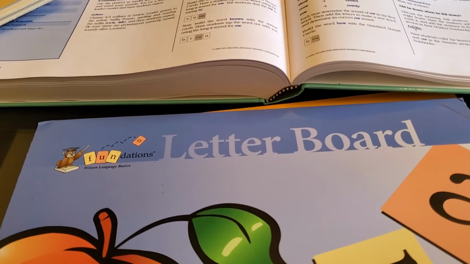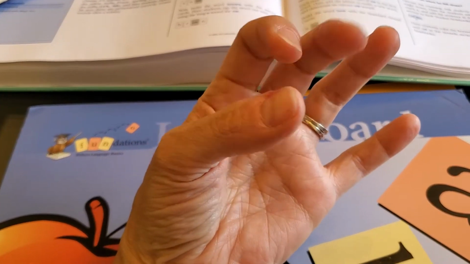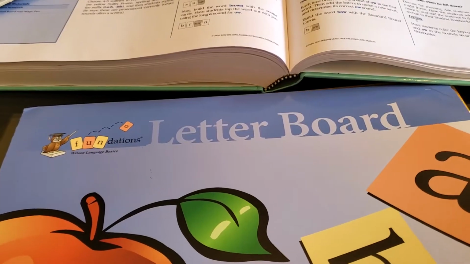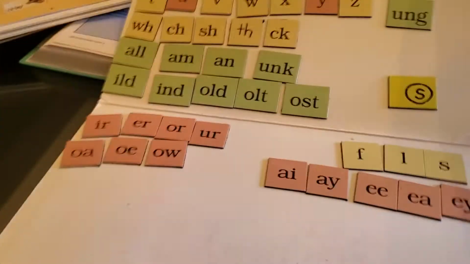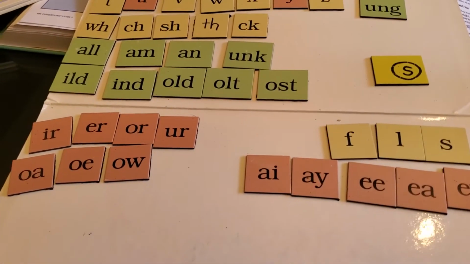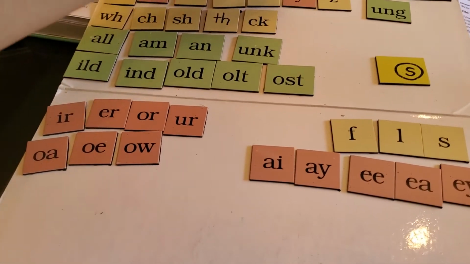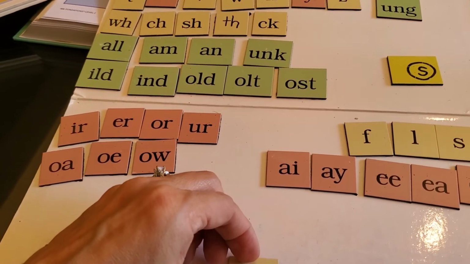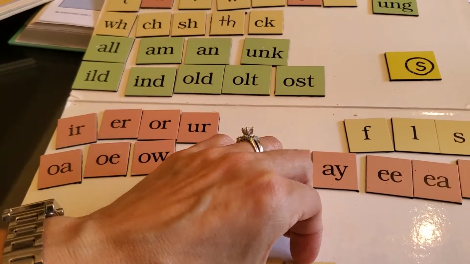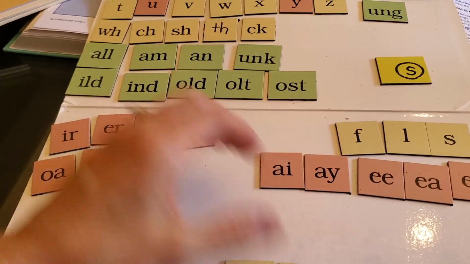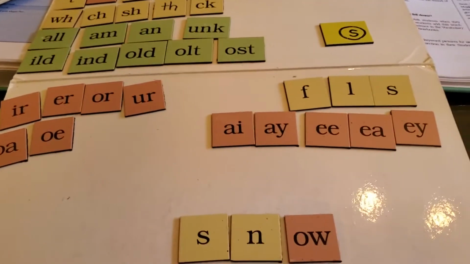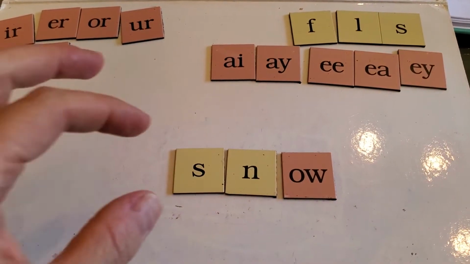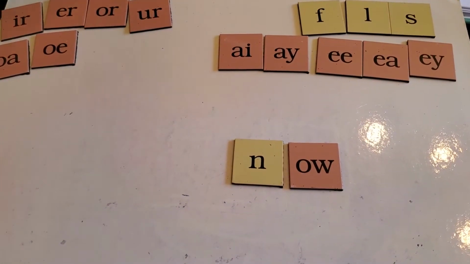Now, we're going to build the word snow, okay? If you have trouble, what you can do is tap it out. S-N-O, right? Now, I'm going to build it. This is how we build it. Ready? This is S, N is N, O-W, snow, right? Snow. Okay, now I'm going to put this away.